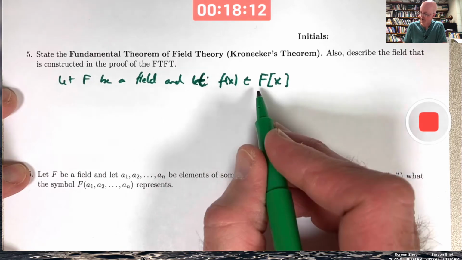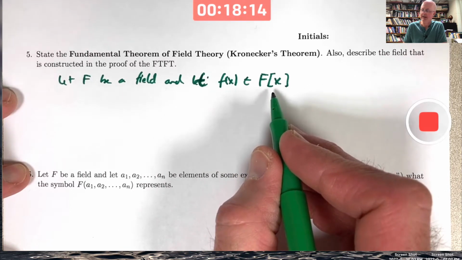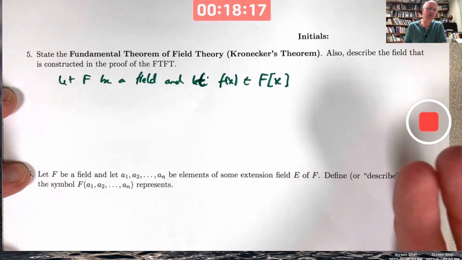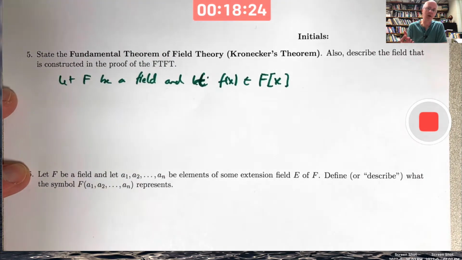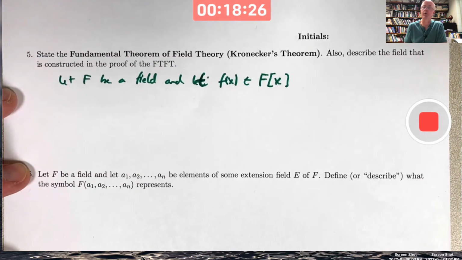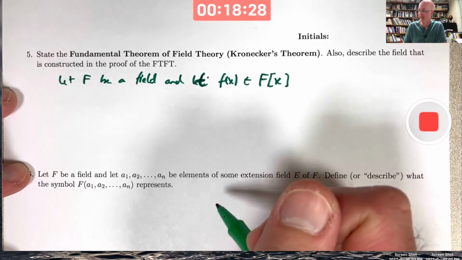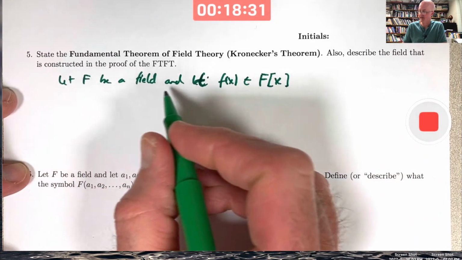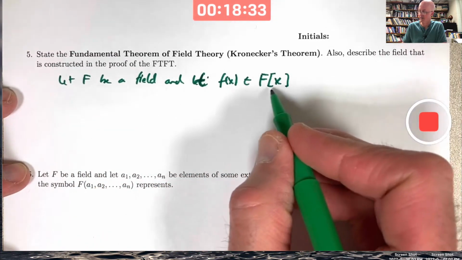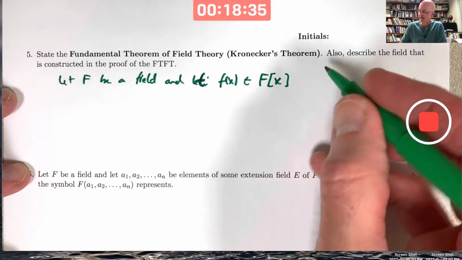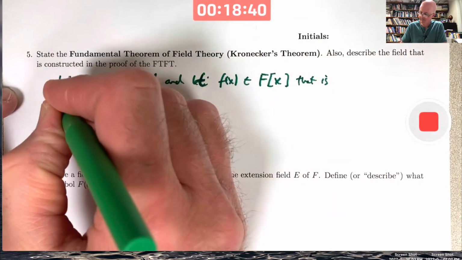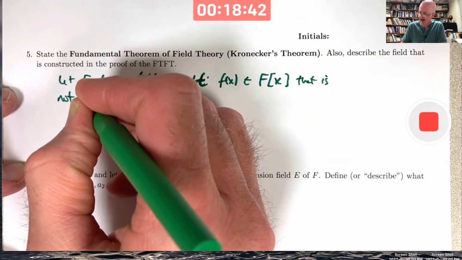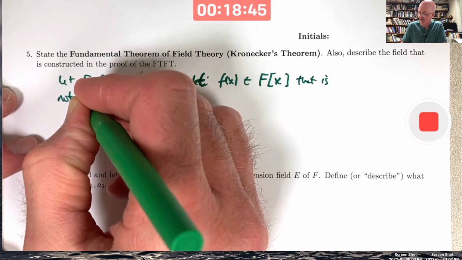Little f of x is a polynomial with coefficients from that field. If, for example, f happened to be a finite field like Z2 or Z3, when you multiply and add the polynomials, you have to mod the coefficients by 2 in that case, or 3 if we were talking about Z3. So let f be a field and let little f of x be a polynomial in this polynomial ring that is non-constant. So we don't want to talk about constant polynomials here.